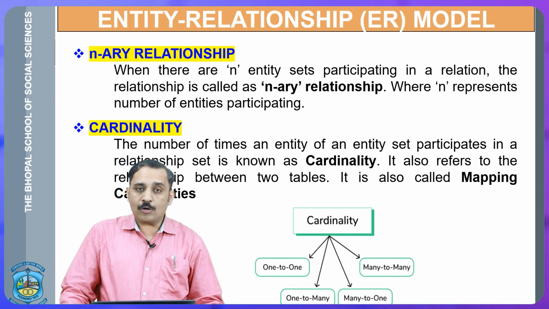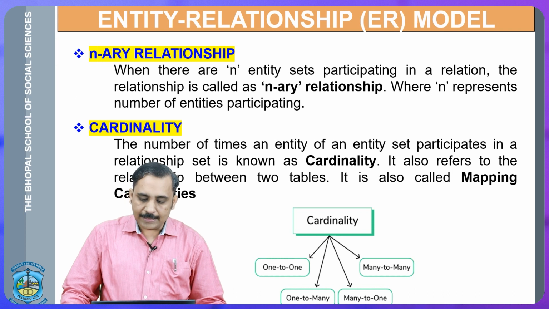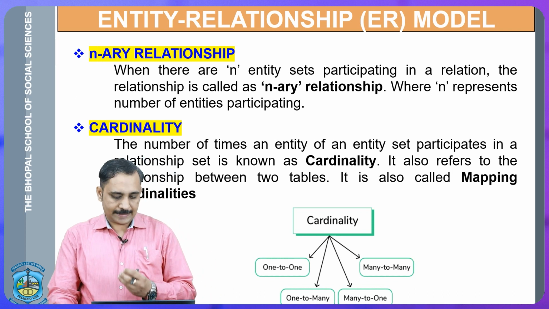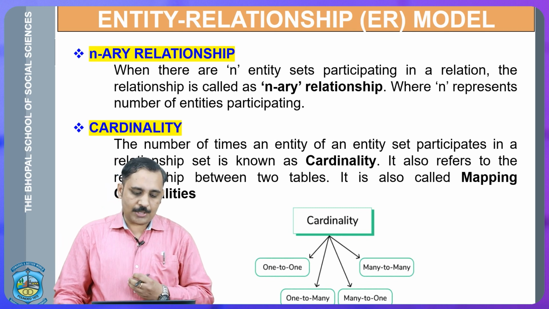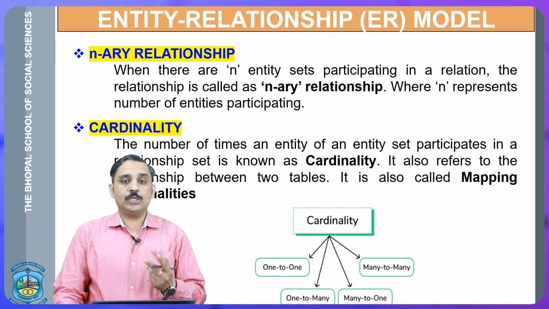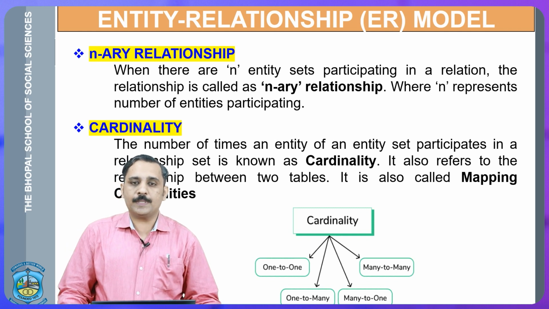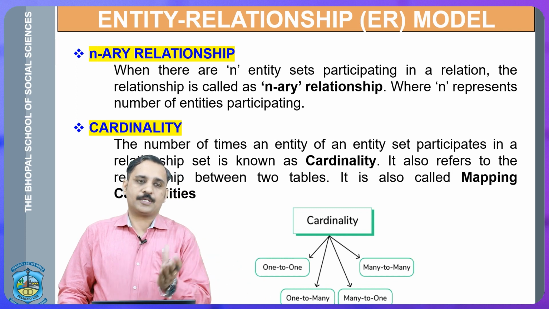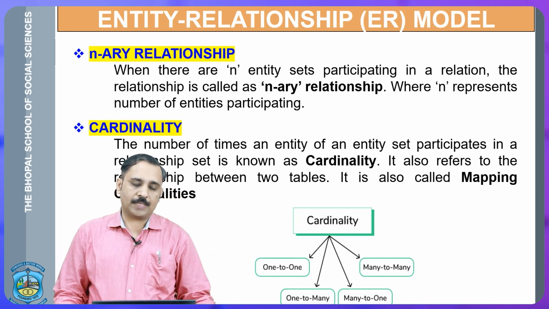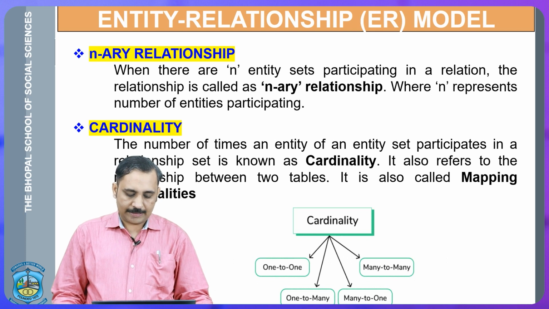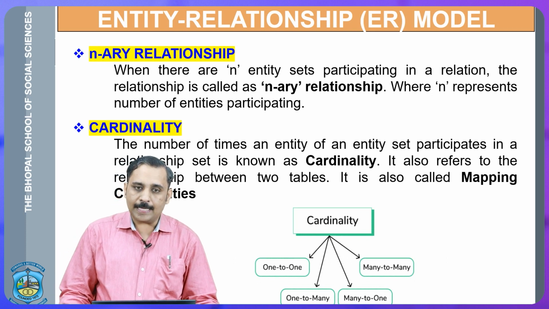Then we have a term called cardinality. Cardinality is the number of times an entity of one entity set participates in a relationship set. It also refers to the relationship between two tables. So, if we are connecting two tables together, how many records of one table are matching or associated with the records of the other table, this number is called cardinality, or we can also say that they are called mapping cardinalities.